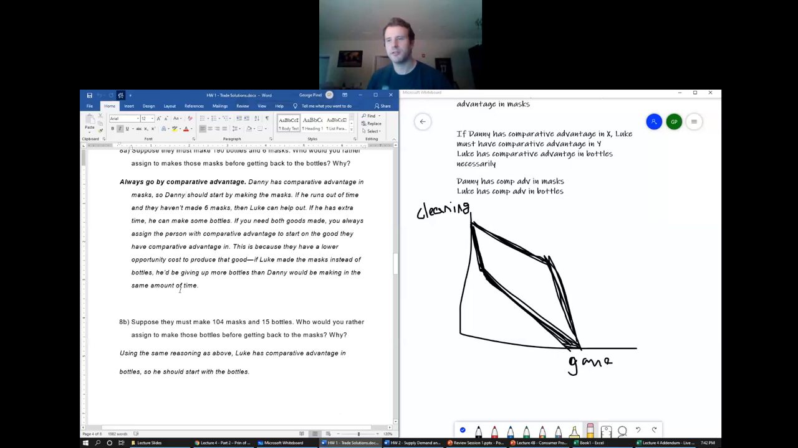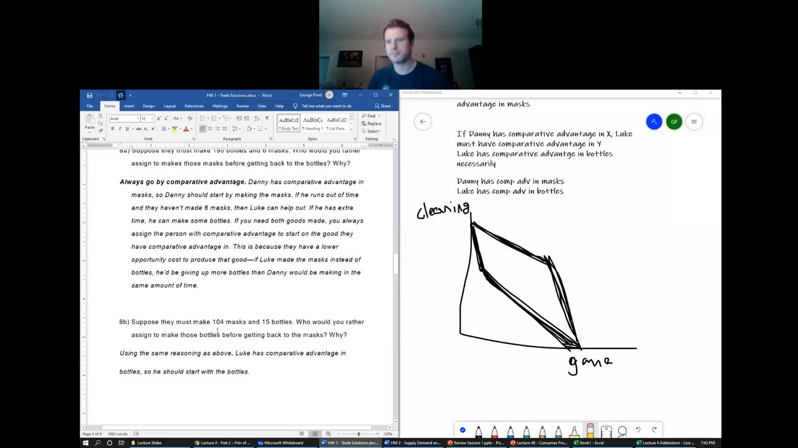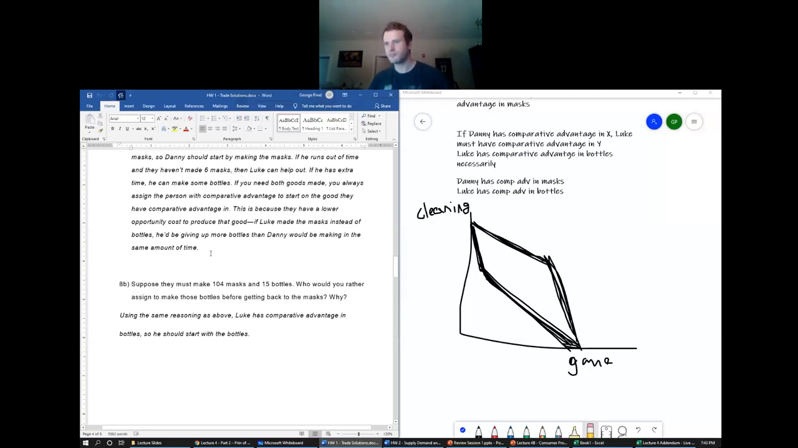Anyway, so who would I rather assign masks? Danny's got comparative advantage in masks, so I'd rather give it to Danny. Who would I rather assign bottles? Luke's got comparative advantage in bottles, so I'd rather give it to Luke. And that's the short answer: give it to the person with the comparative advantage in that good.